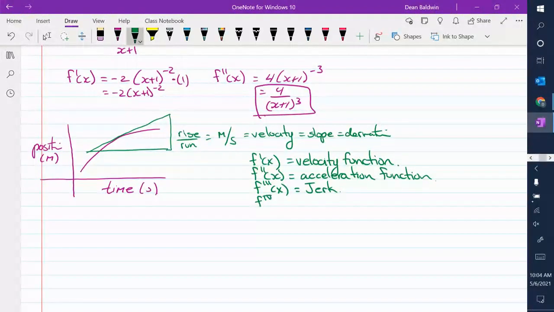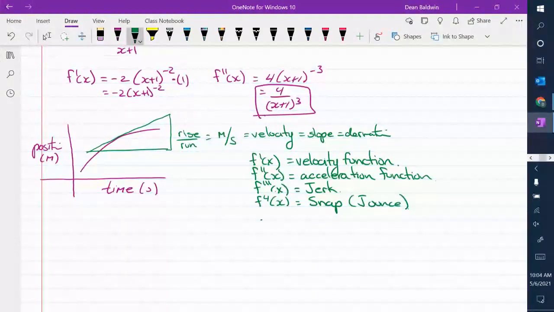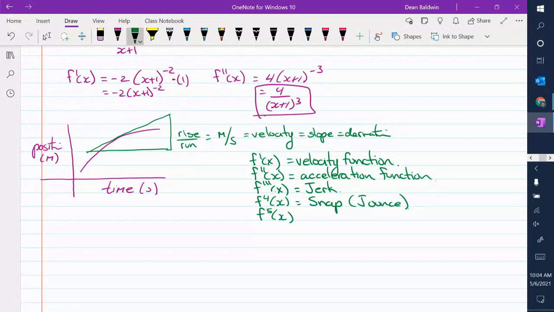The fourth derivative, not that we're ever going to use this, and it should be a 4, not a Roman numeral. Anybody know? It's the snap, or the jounce, it's sometimes called. And because they called that one the snap, what do you think they call the next two? The crackle and the pop. And the sixth derivative is this.